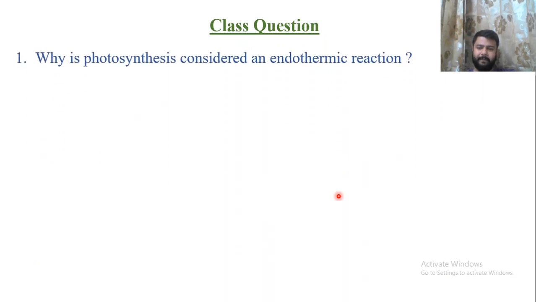So now it's question time. The first question is, why is photosynthesis considered an endothermic reaction? Photo means light, synthesis means formation. We all know that photosynthesis is the formation of food by the plant, which requires heat and sunlight. So heat is required in the reactant part, so we can say that this is an endothermic reaction. What you can write in the exam: photosynthesis requires heat and sunlight as a reactant, so we can say that it is an endothermic reaction.